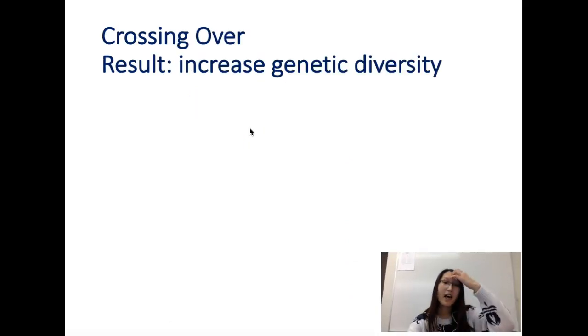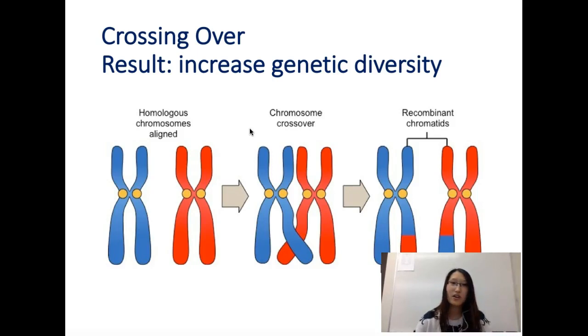Okay. Now, just a few more things. One thing is called crossing over. That's an event that happens during meiosis. The result is that it increases genetic diversity for the entire population.